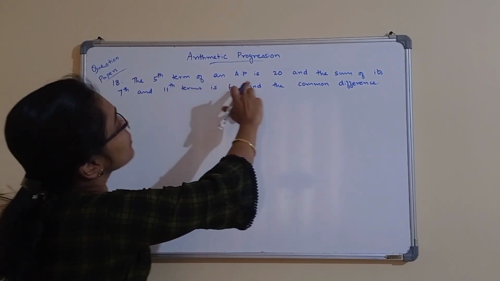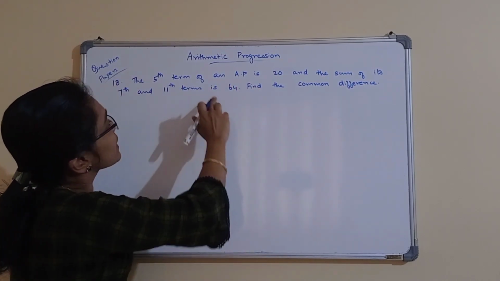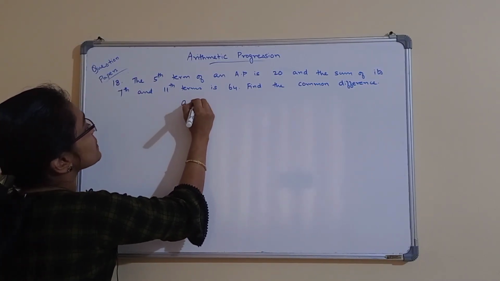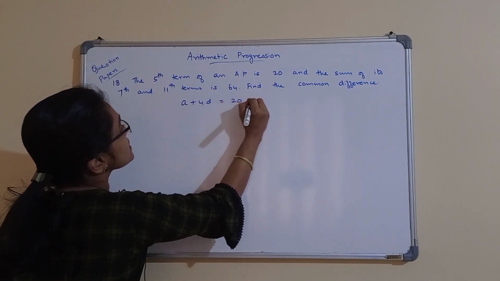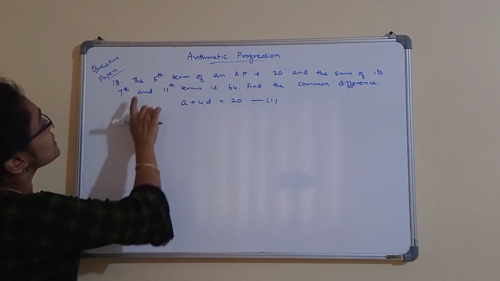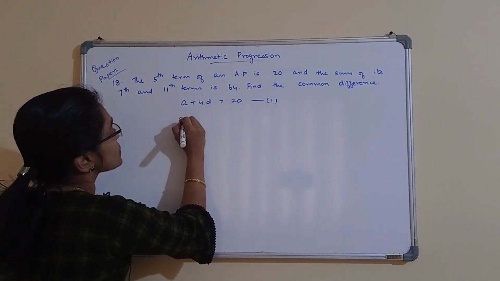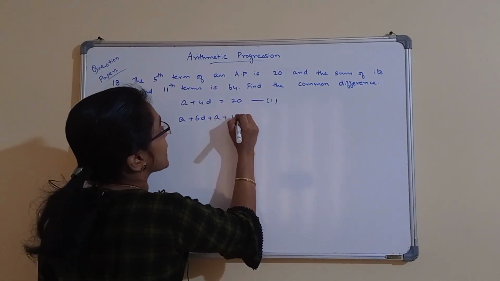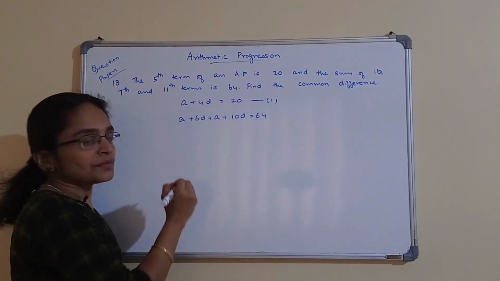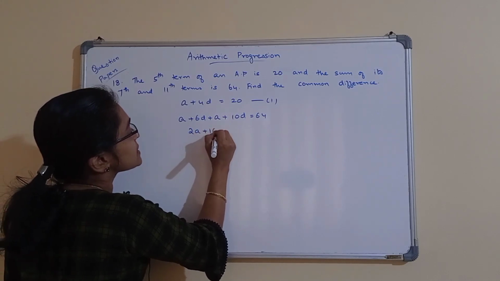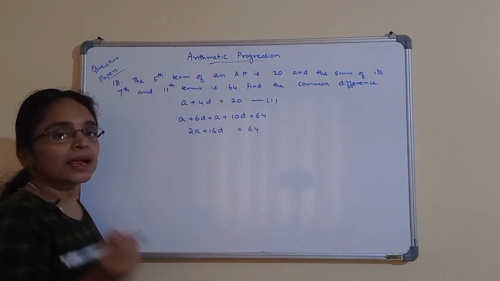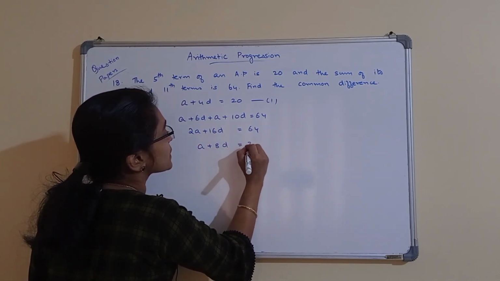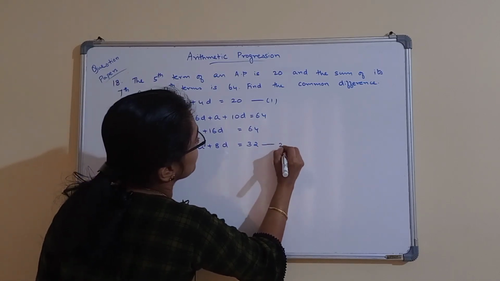Next one, 5th term of an AP is 20 and sum of its 7th and 11th terms is 64. Find the common difference. 5th term of an AP is 20 means a plus 4d equal to 20. Let this be equation 1. And sum of its 7th and 11th terms is 64. So, a plus 6d plus a plus 10d equal to 64, which gives 2a plus 16d equal to 64. Dividing all these by 2, we will get a plus 8d is equal to 32. Let this be equation 2.